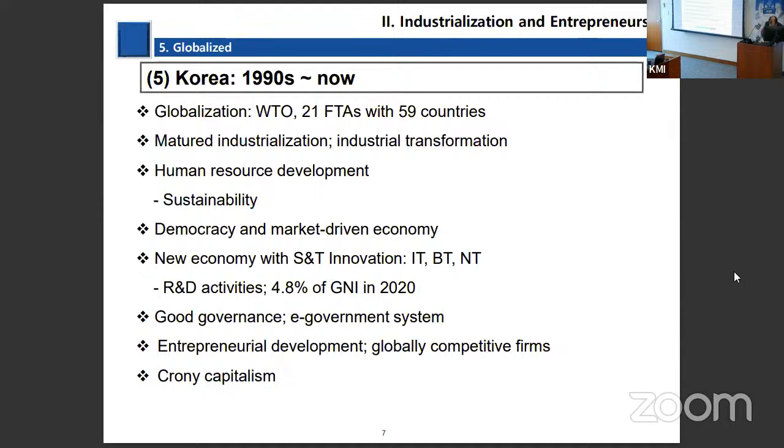I don't know whether I am doing all right with the time. I am halfway through, okay?